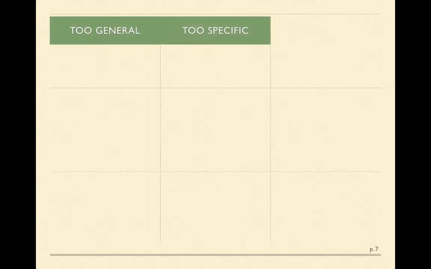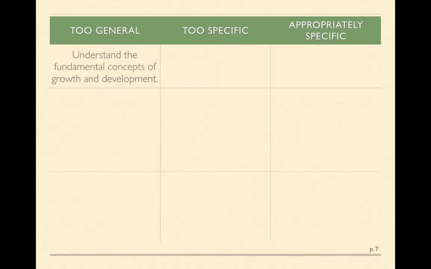Let's look at some examples, and I've taken these from page 7 of the book that we're talking about. There are some objectives here that are kind of like Goldilocks and the 3 bears. Some are too general, some are too specific, and others are just right. So first, here's one that's too general. Understand the fundamental concepts of growth and development. Okay, that encompasses everything as far as human growth, and I'm assuming it's talking about human growth and development.